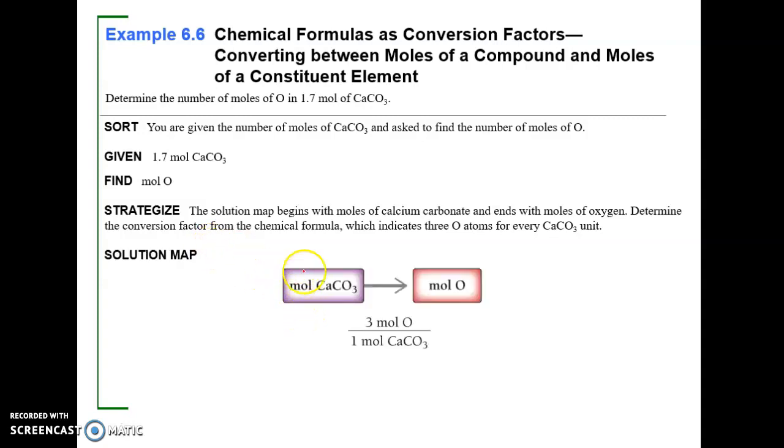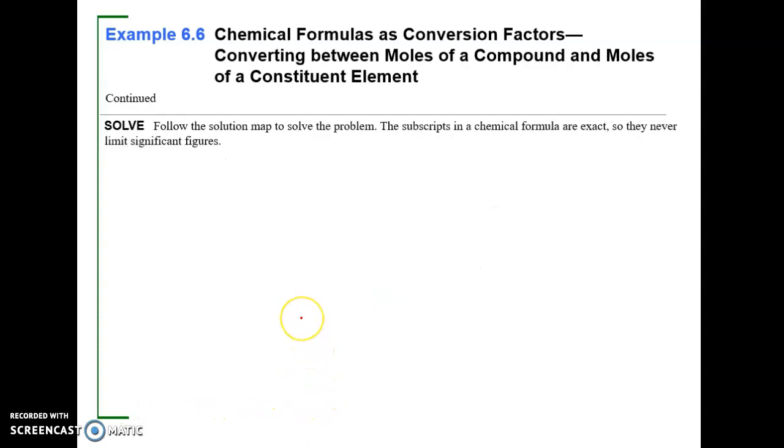All right, so this is going to be our conversion factor. In 1 mole of calcium carbonate, how many moles of oxygen are there? Well, there's 3. So you can write that as a conversion factor: there are 3 moles of oxygen in 1 mole of calcium carbonate. This is the relationship that you are going to use, and let's see how it's done.